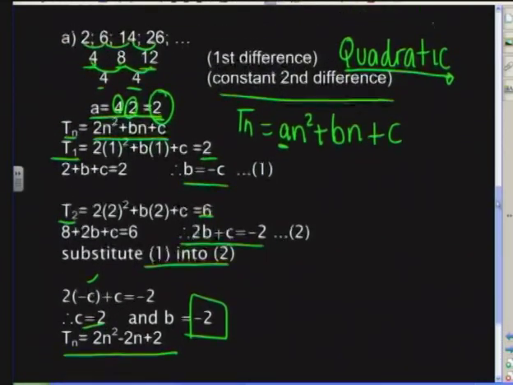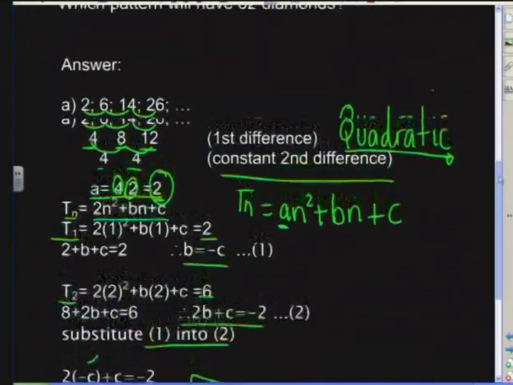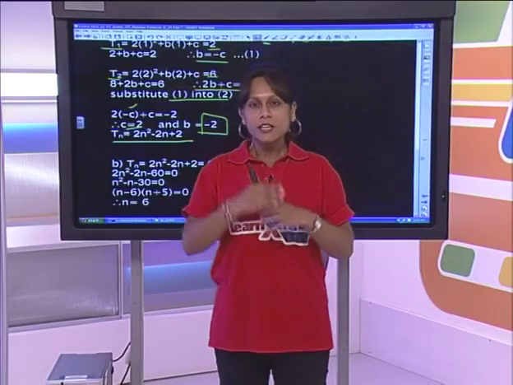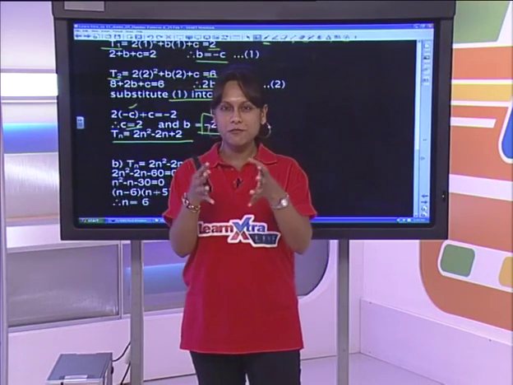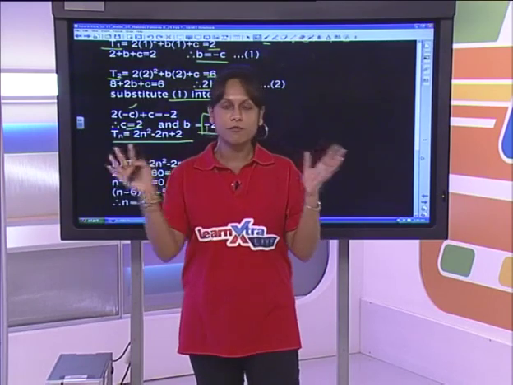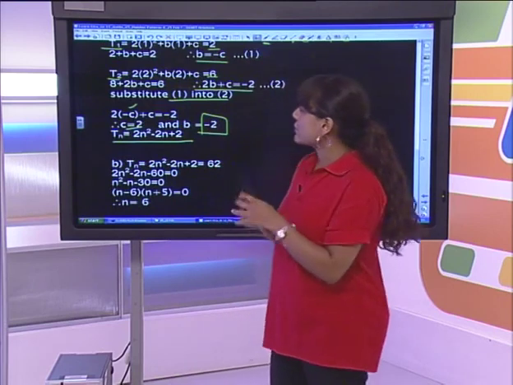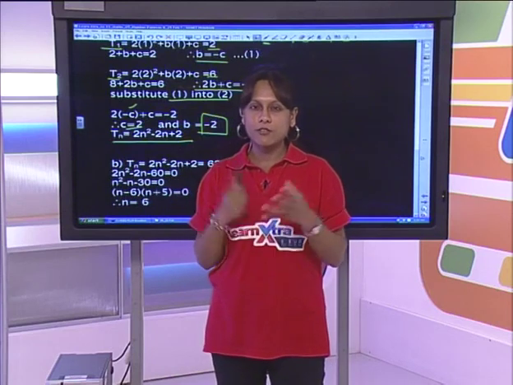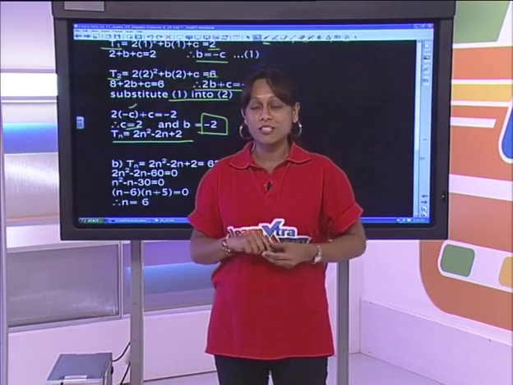Therefore, that will help us to determine the number of diamonds in the nth pattern. Now remember, that means finding the number of diamonds in any position in that sequence of diamonds. So that helps us to find the number of diamonds in the nth pattern, in the 6th pattern, in the 7th, whatever the case is. n, remember, is just a placeholder. Now that you've got your general term, you would be able to do the rest of this question, and I think we have provided that for you in your notes, so have a look and try this at home and see if you can finish it off.